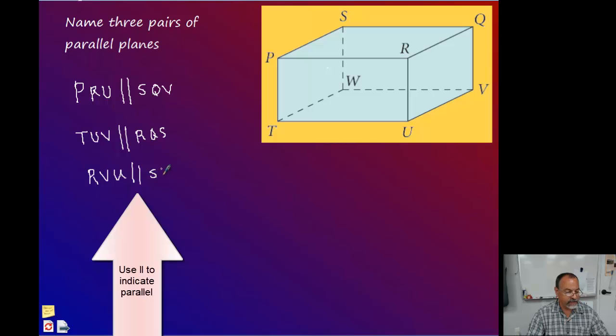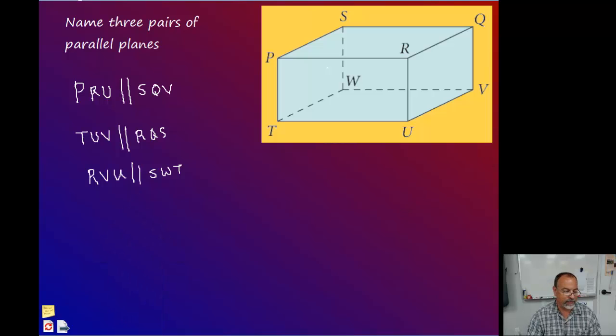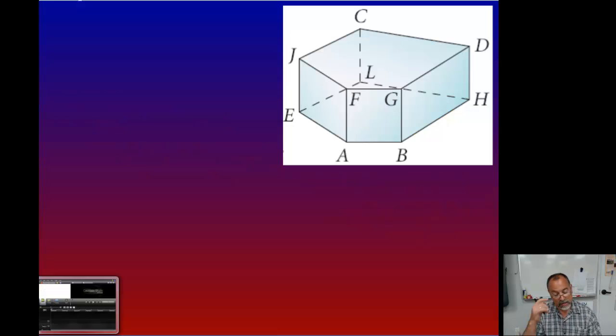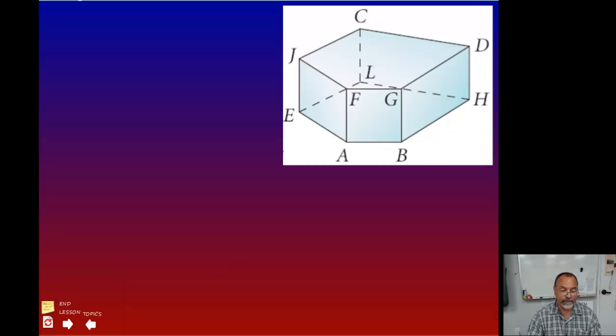I could use S, W, and T. So those are three possible ways to name those pairs of parallel planes. Okay? Let me go to the next page, look at one more example from a figure that's not quite so simple, and then you can do the rest of the lesson on your own on your homework problems, okay?